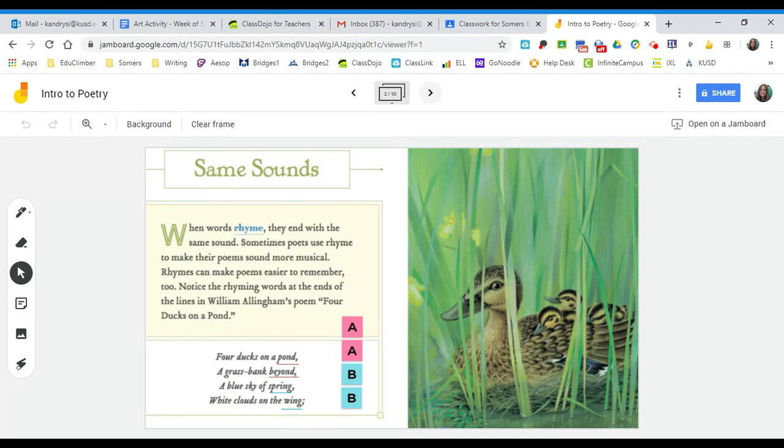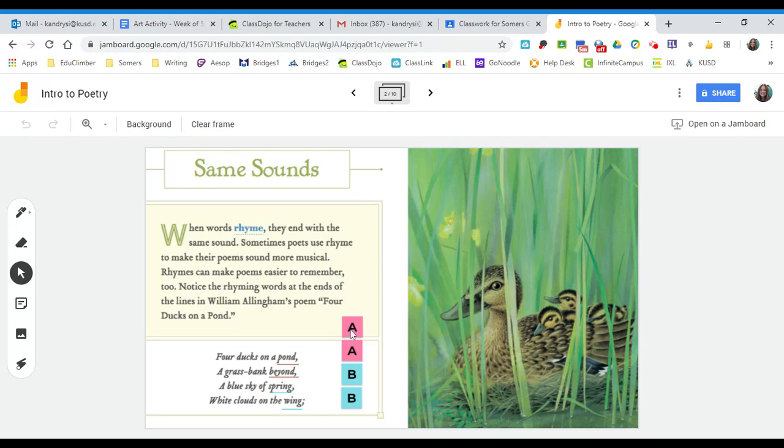Same sounds. When words rhyme, they end with the same sound. Sometimes poets use rhyme to make their poems sound more musical. Rhymes can make poems easier to remember, too. Notice the rhyming words at the end of the lines in William Allingham's poem, Four Ducks on a Pond. Four ducks on a pond, a grass bank beyond, a blue sky of spring, white clouds on the wing.